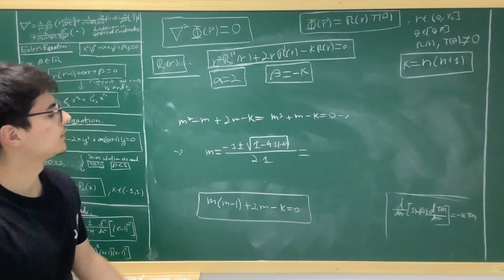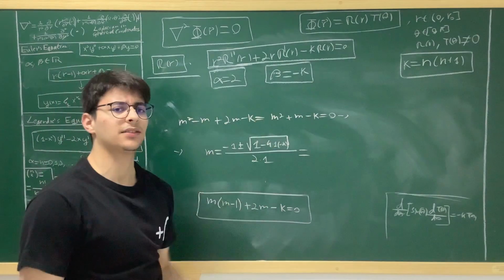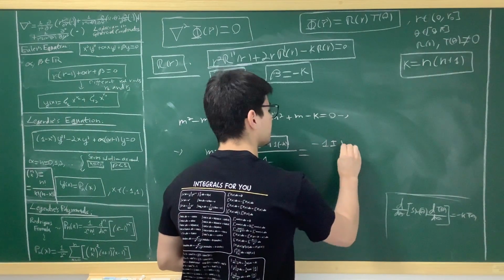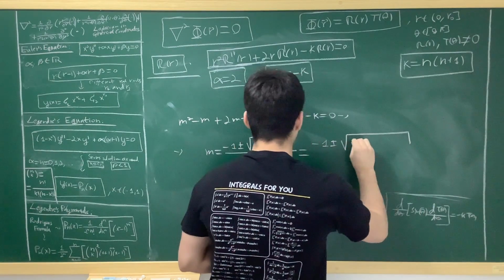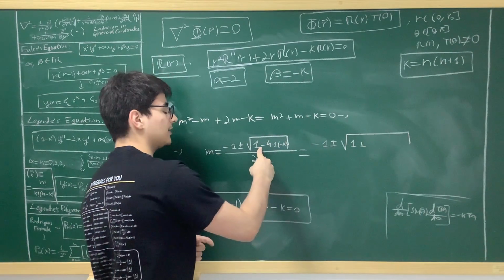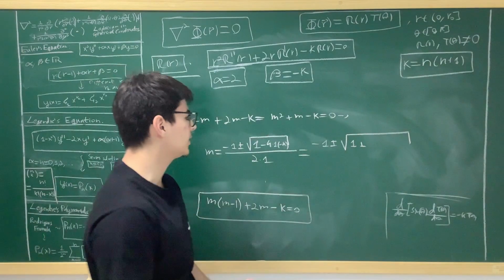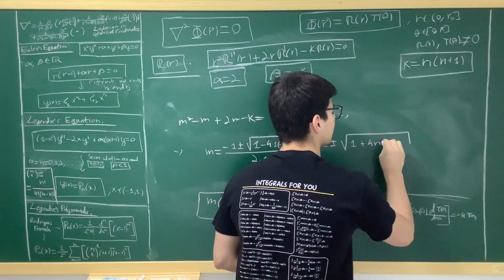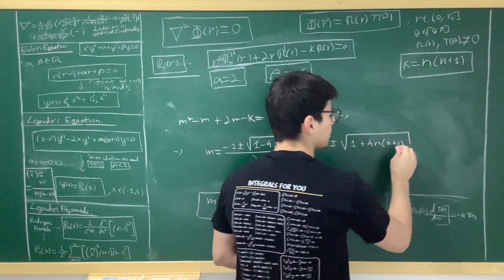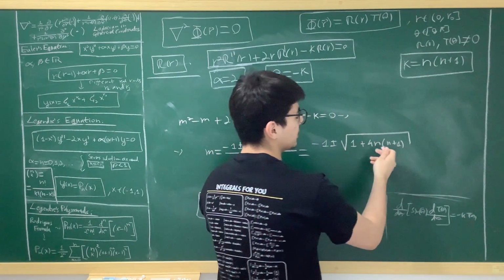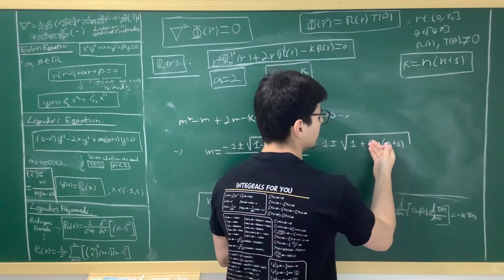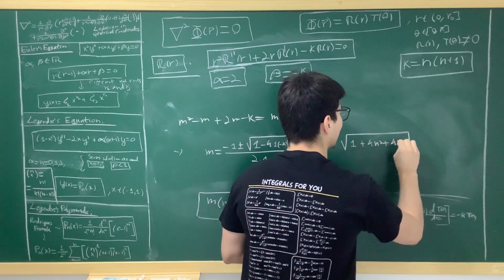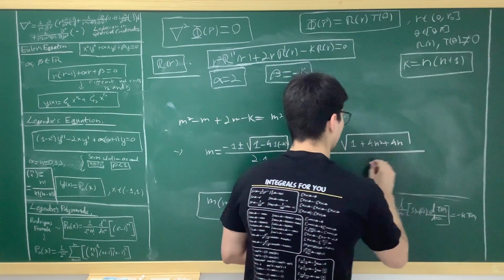Now we will write k in that form that we suggested. We have minus 1 plus or minus the square root of 1 plus, notice this negative sign goes with the other one, becomes positive, and we have 4 times n and n plus 1. Well, let's just expand this, it's just 4n squared plus 4n, so this is just 4n squared plus 4n over 2.